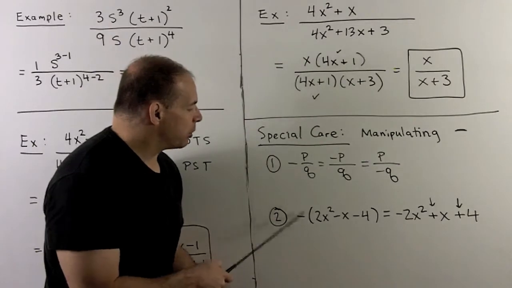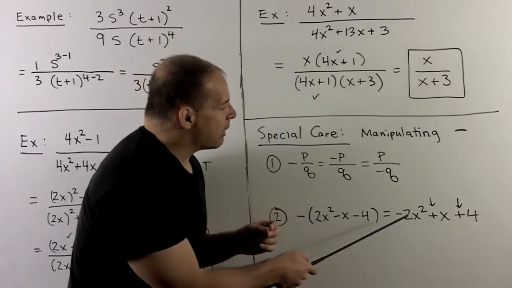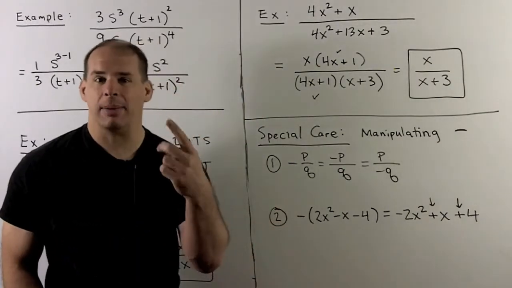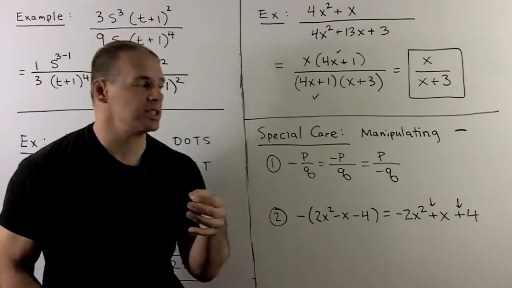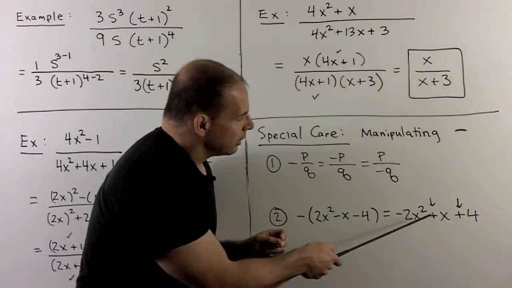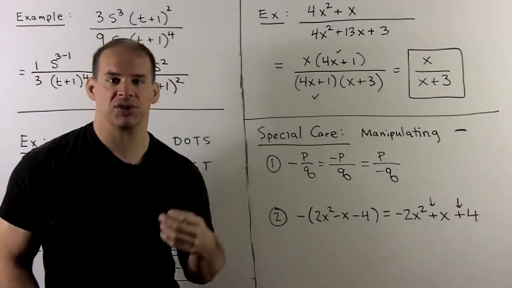So if I had minus (2x squared minus x minus 4), that's the same as minus 2x squared plus x plus 4. A common error here: when you don't use the parentheses, the minus sign goes to the first term, and then you're left with the last two items unchanged. That's going to mess things up.